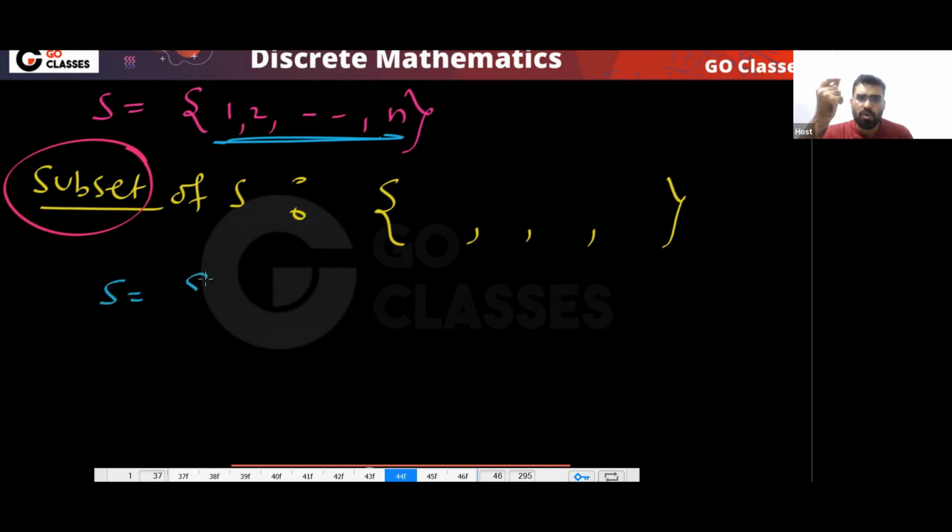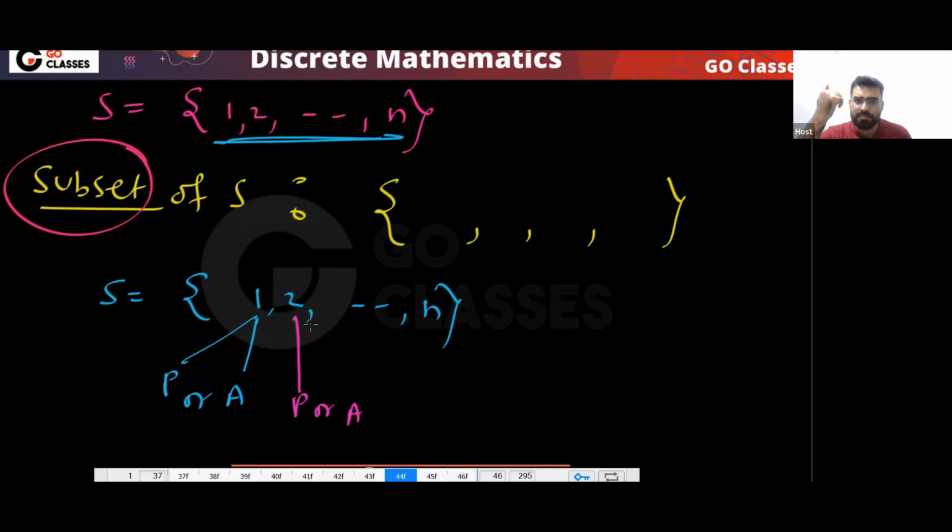Correct? So every element has two choices. Either it can be present in this subset or it can be absent from this subset. Similarly, this either can be present or absent, and this either can be present or absent. So every element has two choices: either this element can be present or this can be absent.